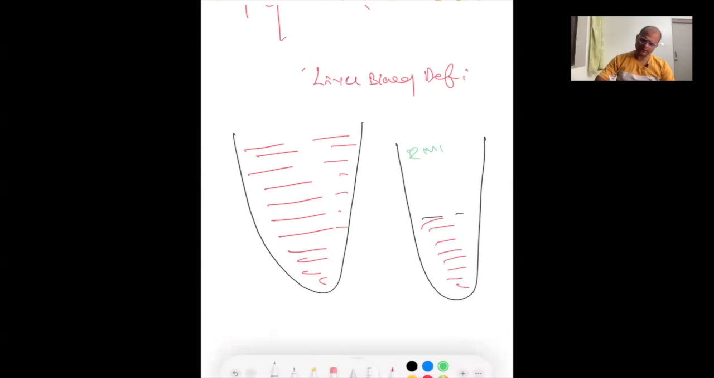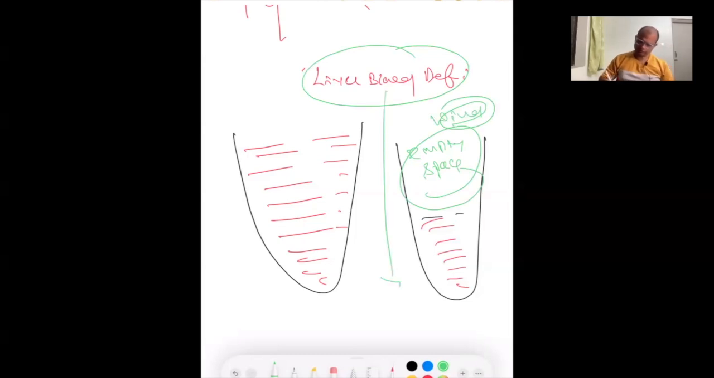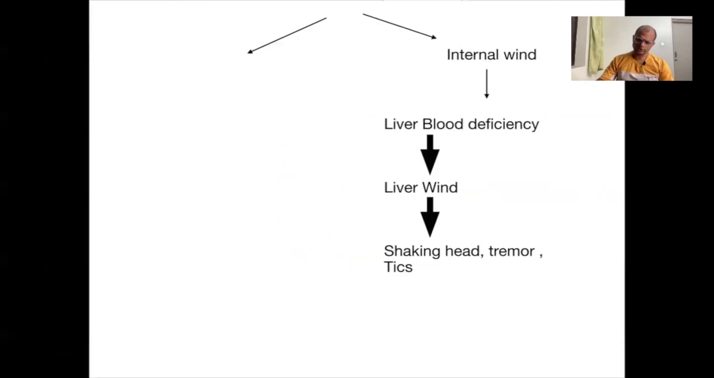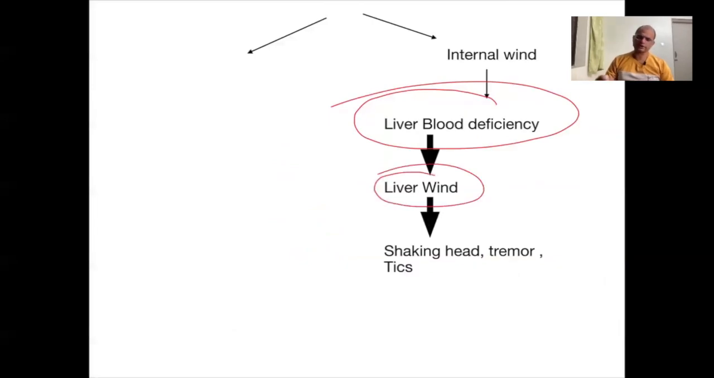In the empty space, what will be there? In the empty space there is a bind. खाली जगह में क्या होगा? खाली जगह में बिंड होगी. So liver blood deficiency also will be responsible for liver bind rising. ये भी liver bind के लिए जिम्मेदार होगी. So this is the second condition. Liver blood deficiency, maybe with male and female anyone, will generate the liver bind. अब व्यक्ति को होगा shaking head, tremor and tics.